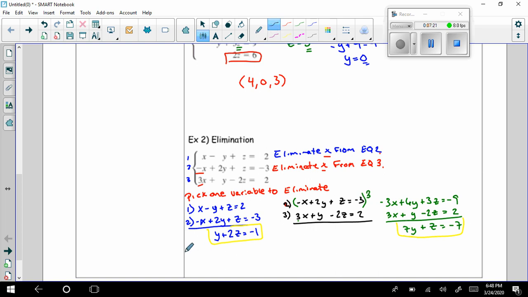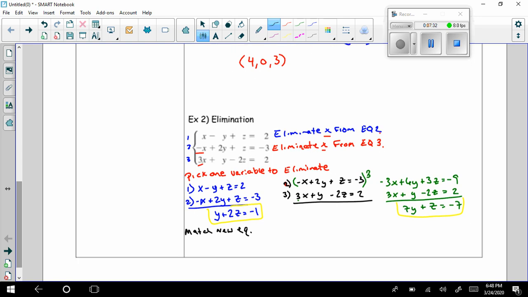So your next step is to match your new equations. I'm just going to abbreviate that EQ. My stylus is going a little slow tonight. And so we have y plus 2z equals -1. And we have 7y plus z equals -7. And then we're going to solve.